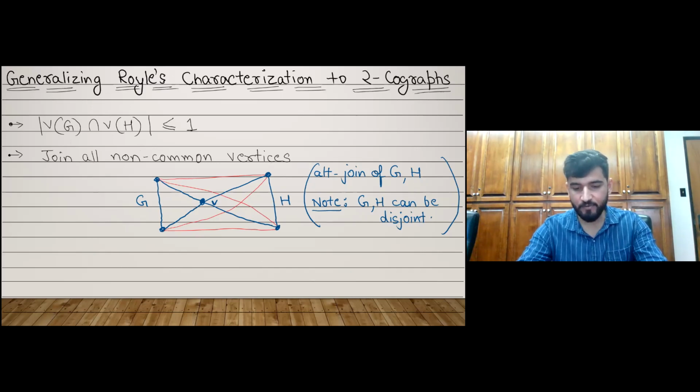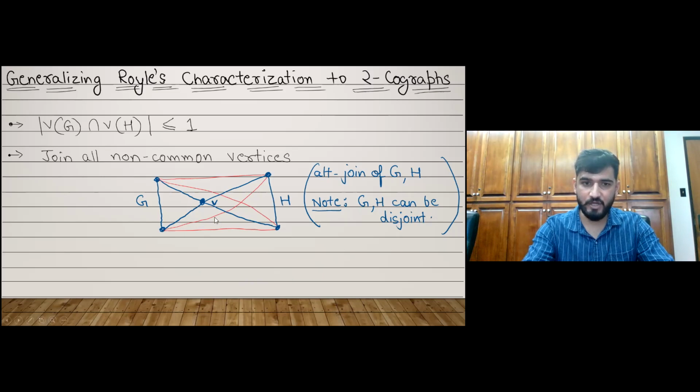And for that, we need to alter the join operation. So we call this new operation, which generalizes the join operation, alternating join. In this alternating join operation, we no longer require G and H to be disjoint, and we allow them to meet at most one vertex. In other words, I have my graphs G and H, and they may meet at one vertex, and then I join all the non-common vertices of G to the vertices of H. So that's what this new operation, alternating join, is.